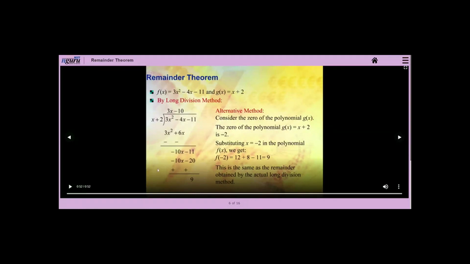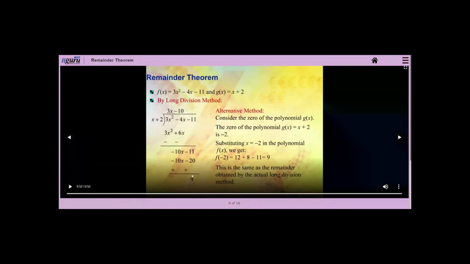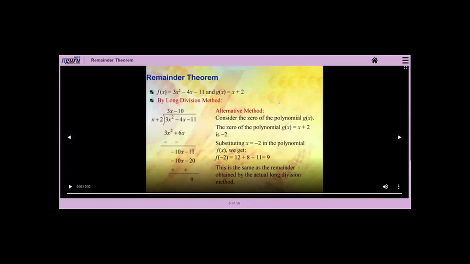Here, by dividing, you have got the remainder 9. Equate x plus 2 to 0, x equal to minus 2. Find p of minus 2. You will get the remainder.